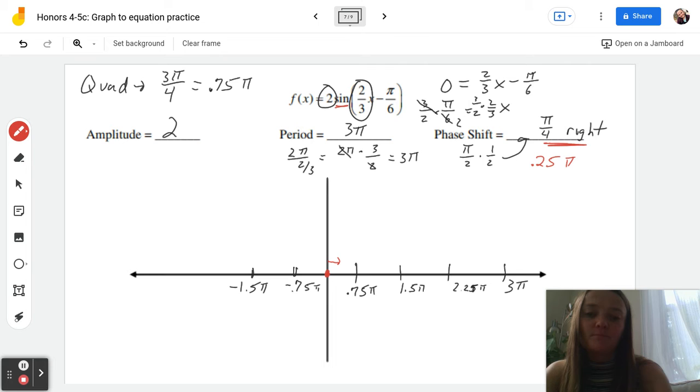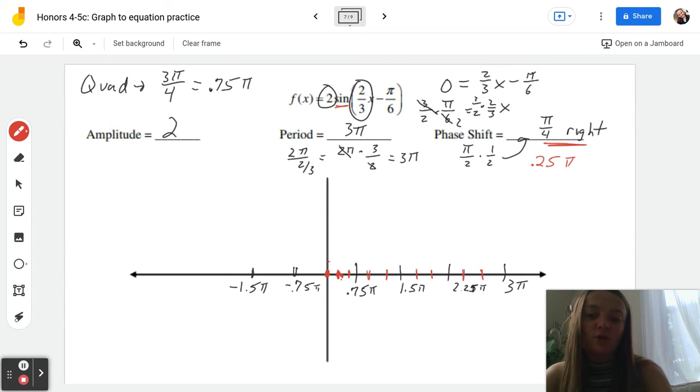So I need to go to the right 0.25 pi. I'm going to do that right here. So my starting place is going to be right here, which means I'm going to create my quadrant lines here. Each quadrant needs to be separated by a distance of 3 pi over 4. So we'll walk this back a little bit. I could be a little more accurate here. We'll split this not necessarily into halves, but thirds. If I split this into 3 pieces, that might be slightly more accurate. I'm going to split all of these into 3 pieces.